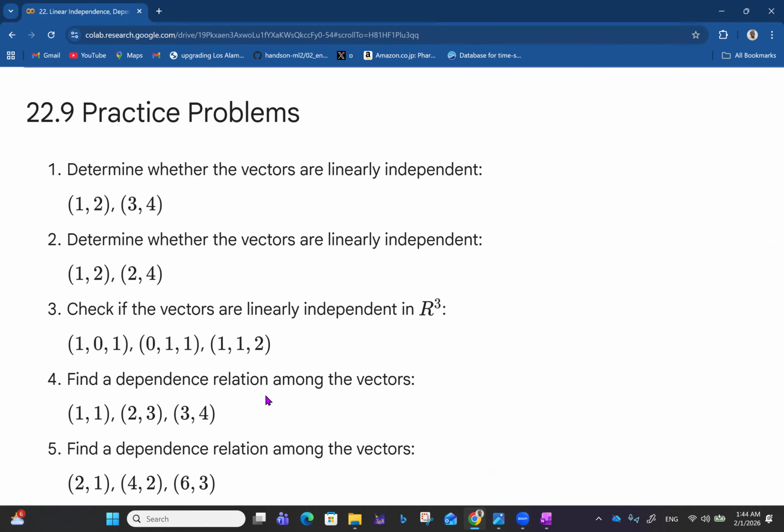Find a dependence relation among the vectors. So if you add this to now, you have (1, 3, 4).